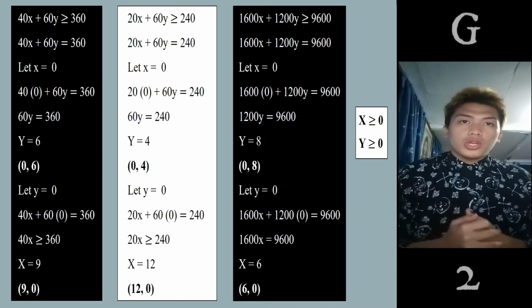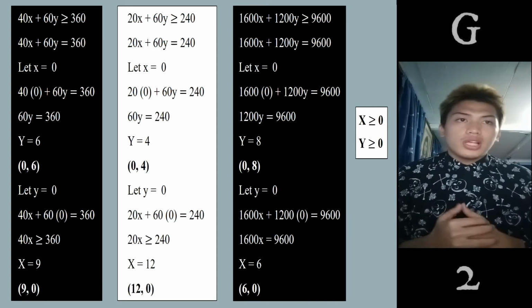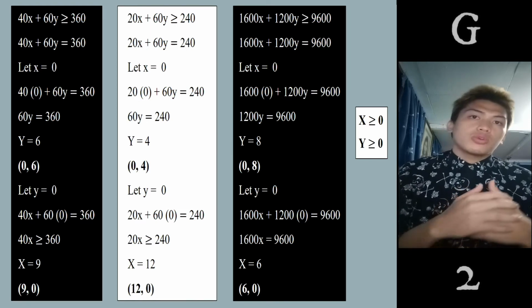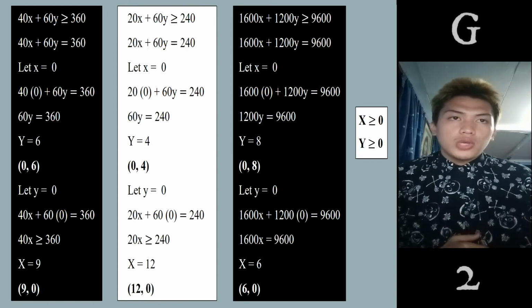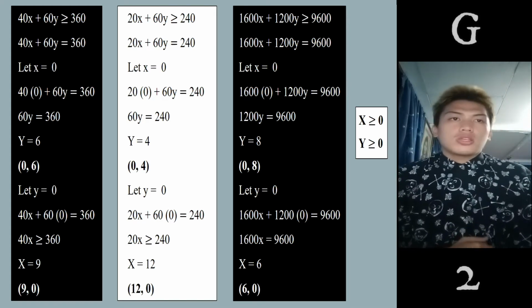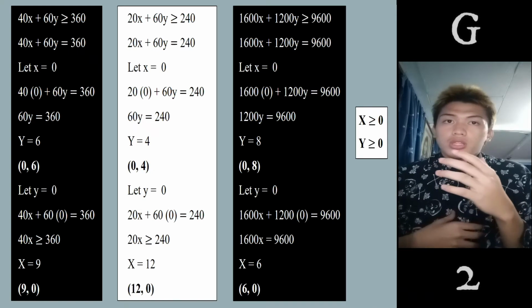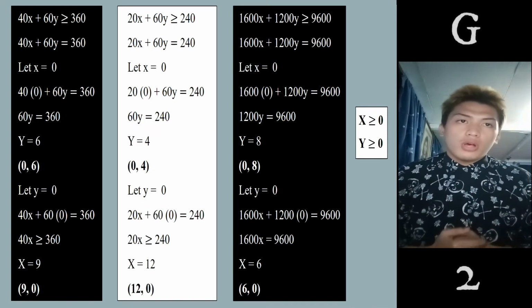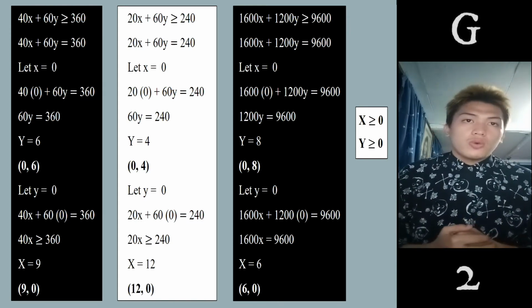As for our second equation, just like the steps on our first equation, we let x be equal to 0, substitute it, and now we have y is equal to 4. With this, our first ordered pair would be 0, 4. Now, let's substitute 0 to y. We will come up with x is equal to 12, and our second ordered pair would be 12, 0. Now let's proceed to the third equation.